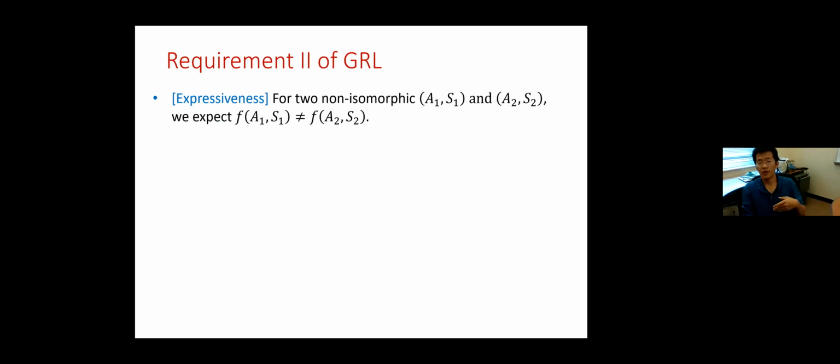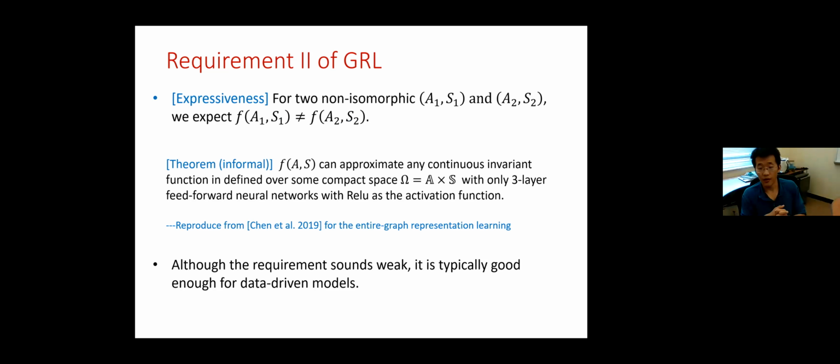The second requirement of the representation that we want to learn is its expressiveness, which means that for two non-isomorphic structures, we expect their representations to be different. At first you may think this sounds a little bit weak, but it's not that weak.